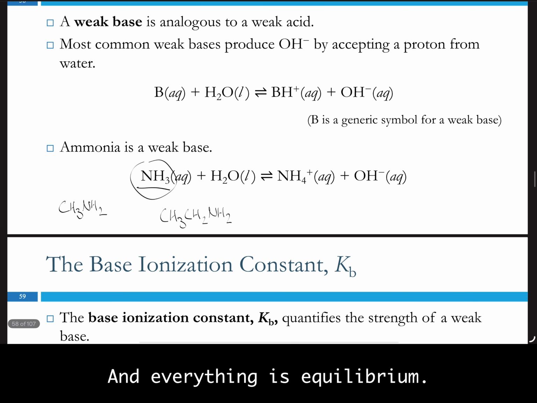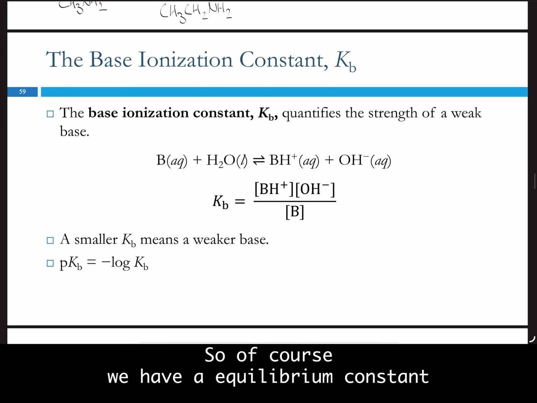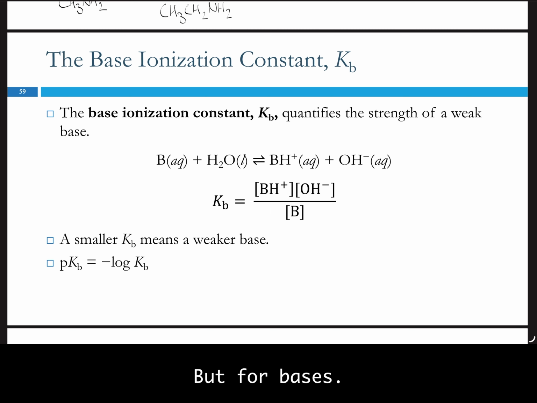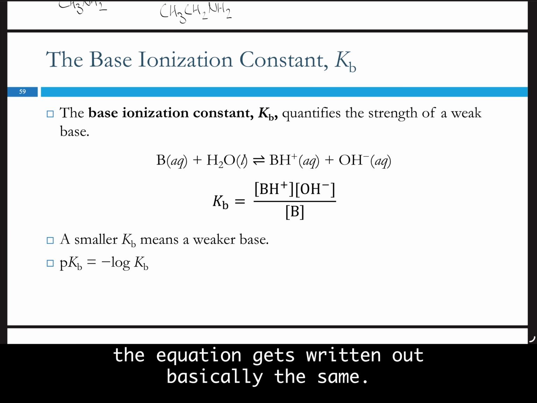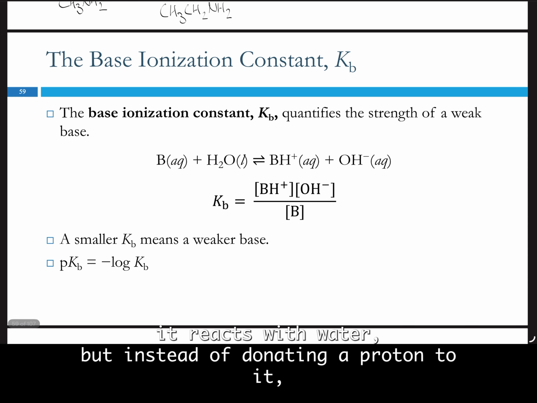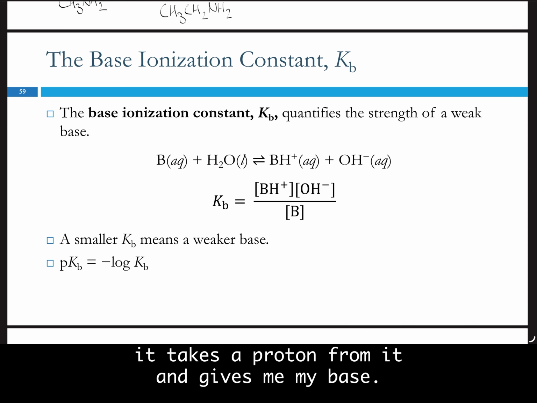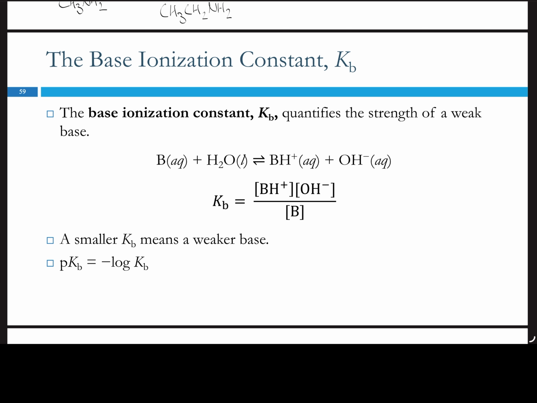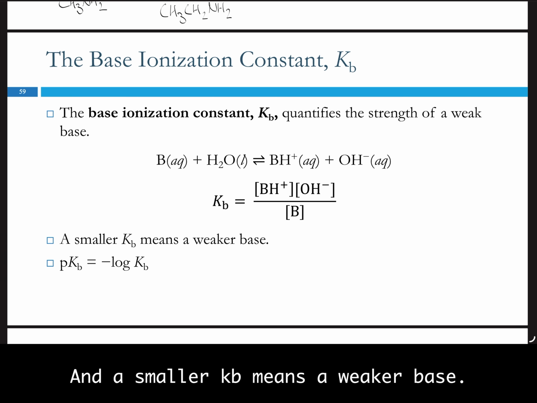And everything is equilibrium. So of course we have an equilibrium constant, also known as the base ionization constant, Kb. So same thing as Ka, but for bases. The equation gets written out basically the same. I have my base, it reacts with water, but instead of donating a proton to it, it takes a proton from it and gives me my base now with a hydrogen and a positive charge, and then the hydroxide. And a smaller Kb means a weaker base.